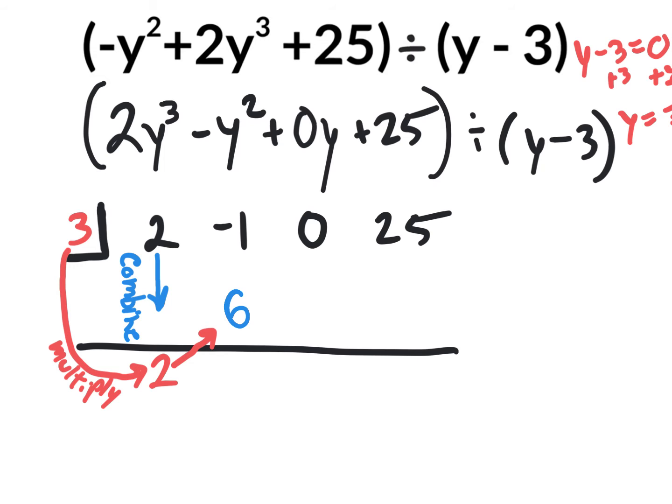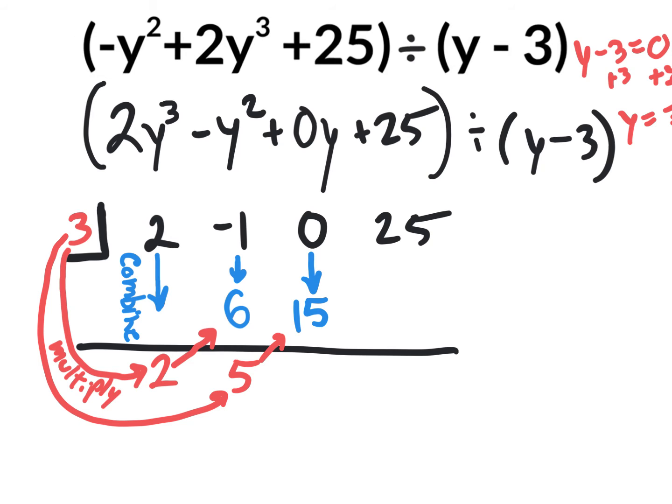As you go down, you combine. So this negative 1 plus a positive 6, negative 1 plus 6 is 5. And then as you go up, you multiply. So 3 times 5 is 15. And the 15, you put it right here, underneath the 0. As you go down, you combine. 0 plus 15 is 15.